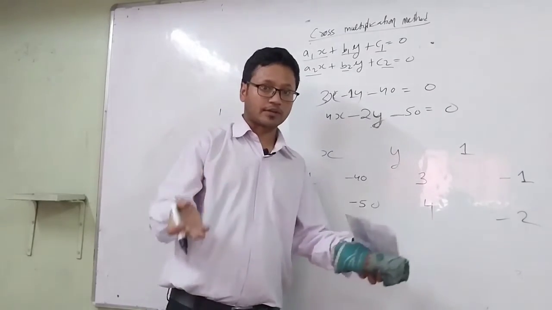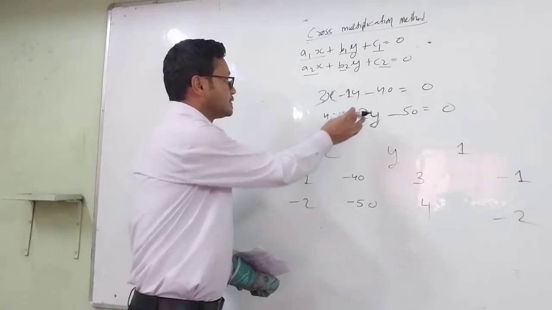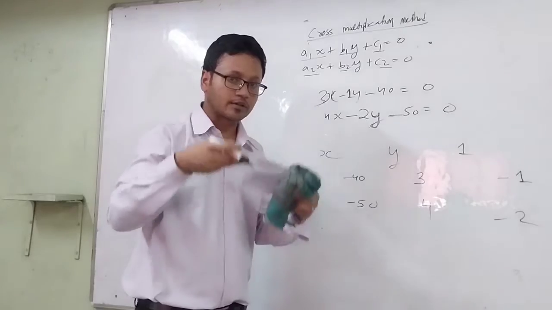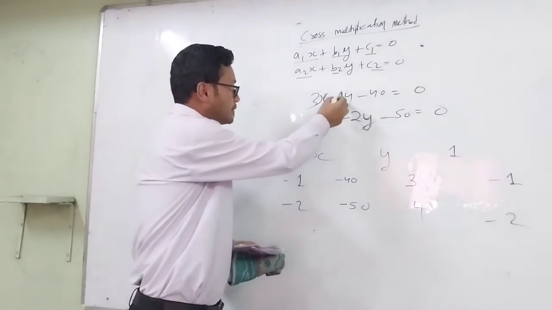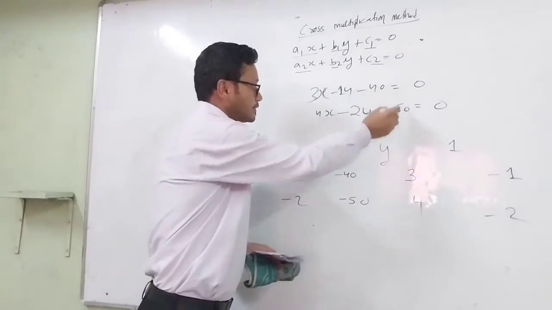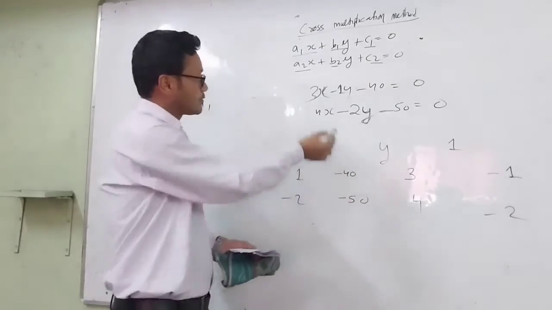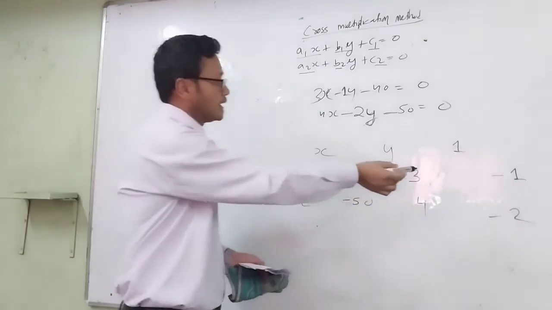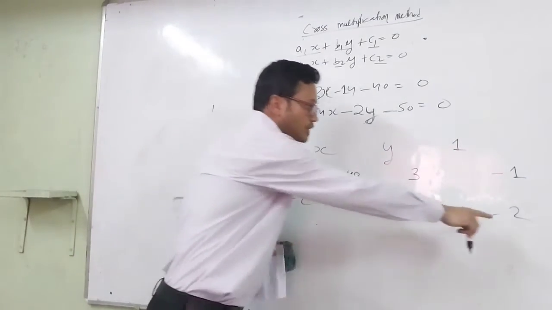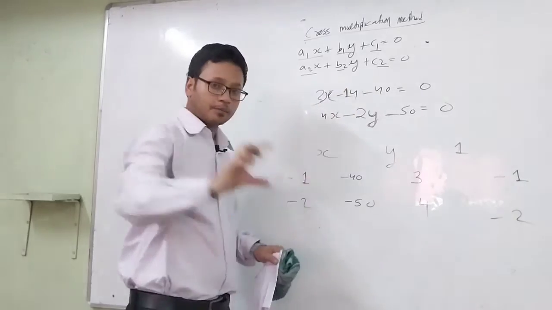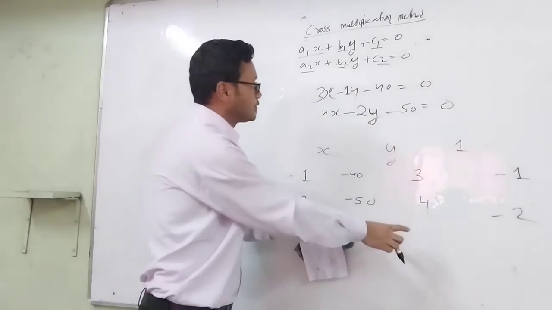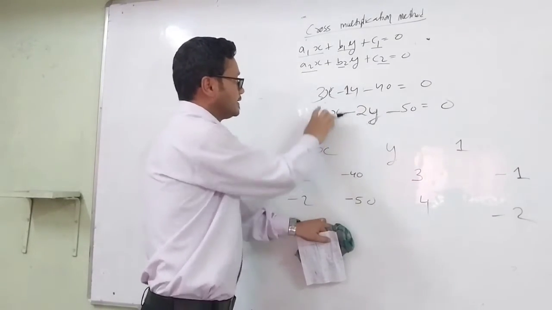How we are making, I am going to explain here only. Now see, first of all, just pick the middle number, that means the constant of the variable y, that means -1 and -2. First we have to pick here, then similarly we have to write -40, -50, then again we have to write the first term 3 and 4, then again we have to write -1 and -2. That means we are writing here -1 and -2 two times. The middle numbers we are writing in the first place and in the last place. In between we have to write -40, -50 and 3 and 4.